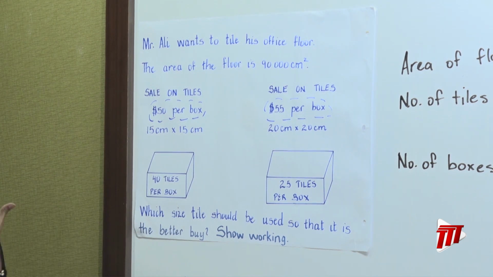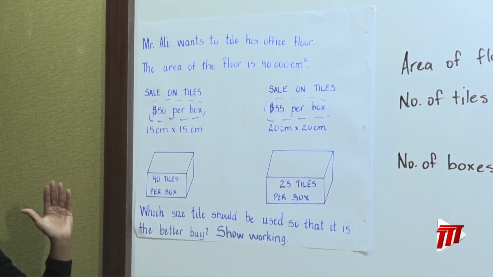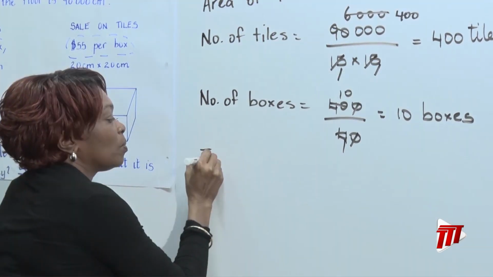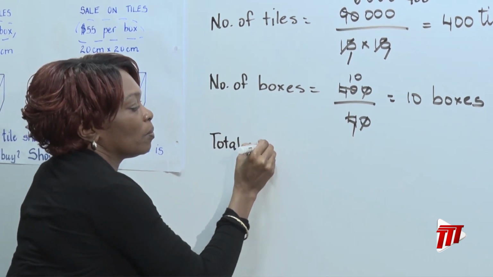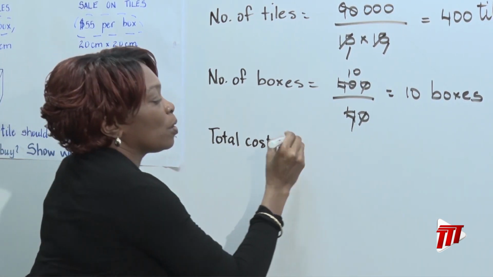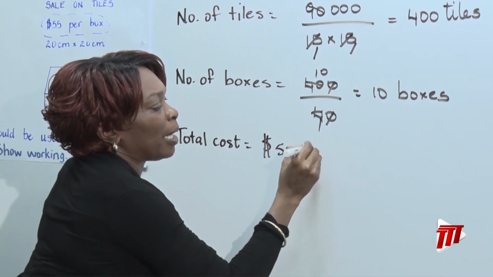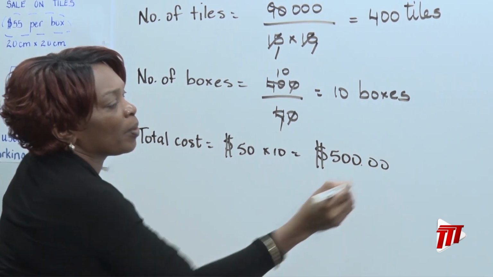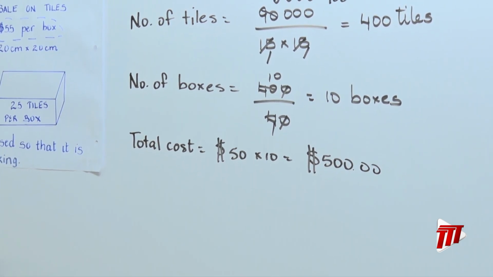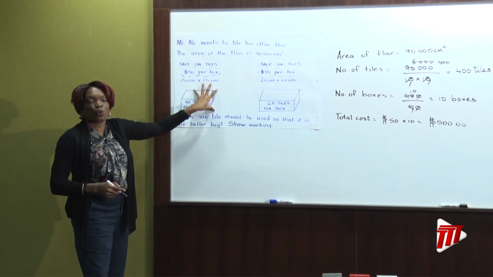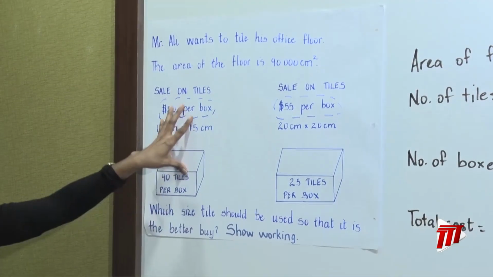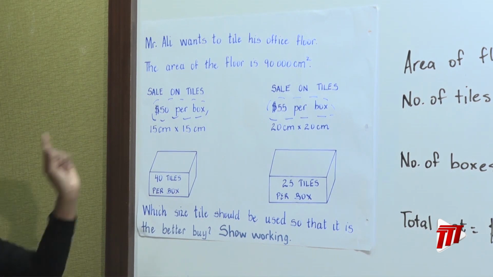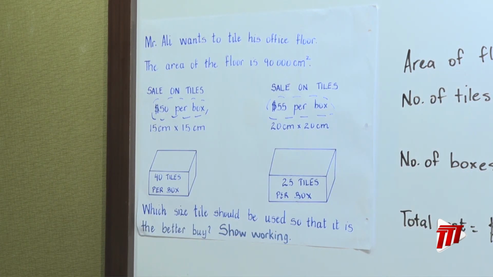So to find out the total amount of money that is going to be spent, we need to now multiply. So we have the $50 and we are multiplying by 10, which gives us what? $500. Boys and girls, are you with me? So this $500 represents if I go to this particular store and I purchase the tiles to cover the floor here for Mr. Ali. But Mr. Ali also went to check another store, so let's go there now.